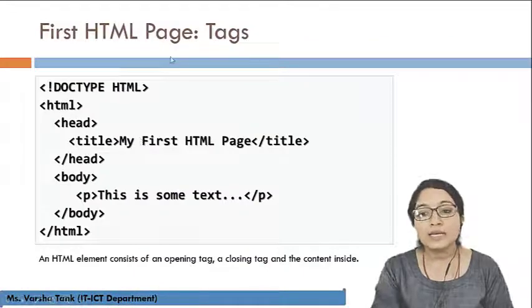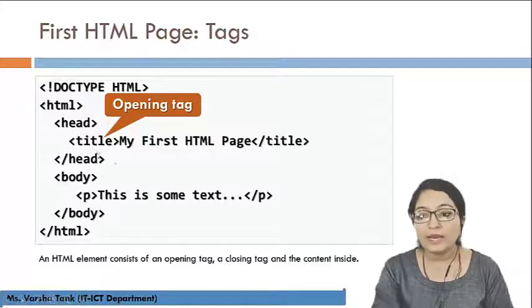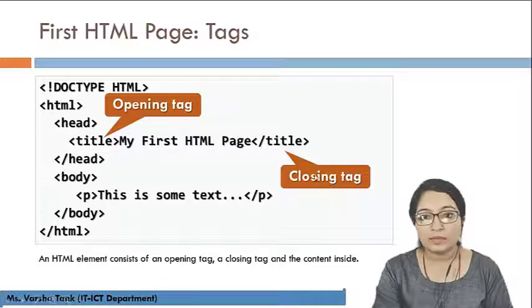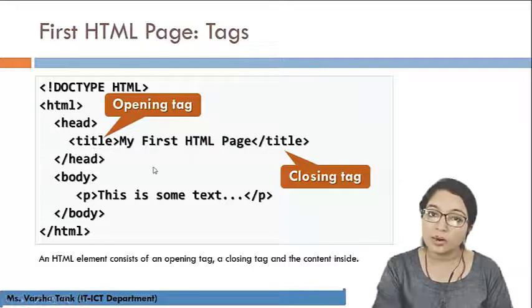Okay, so first HTML page tags. Okay, so which are these tags? An HTML element consists of an opening tag and a closing tag and the content inside. So which is the opening tag? Here you can see this is the opening tag. This is also the opening tag. This is also the opening tag. Okay, like this way you can define the opening tag. Okay, and this is the closing tag. A tag with this slash sign is known as the closing tag, and a tag without this slash sign, just a normal tag, is known as the opening tag.